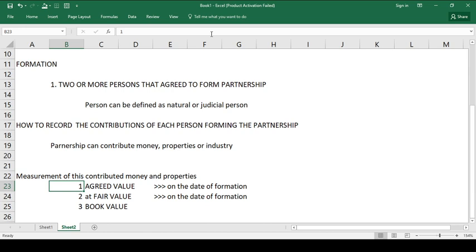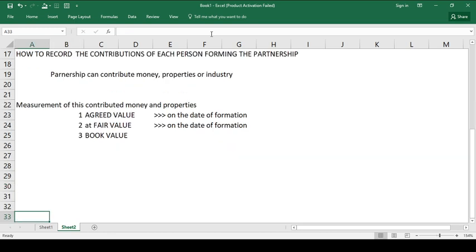Okay? So take note that this is the general principle that we need to consider on the formation of the partnership. Una, what can be contributed? Partners can contribute money, properties, or industry. And then, what is the measurement of this contributed money and properties? Well, the first priority is the agreed value. If the agreed value is not given, we will proceed to the fair value. And if both are not given, our last remedy would be the book value of the said properties.